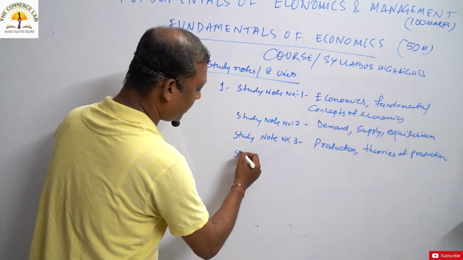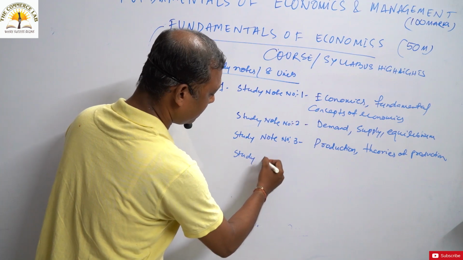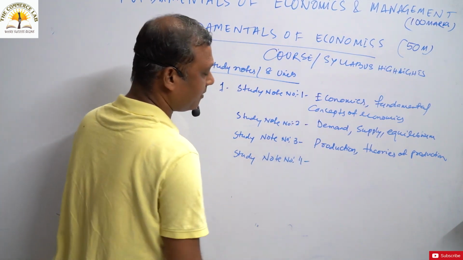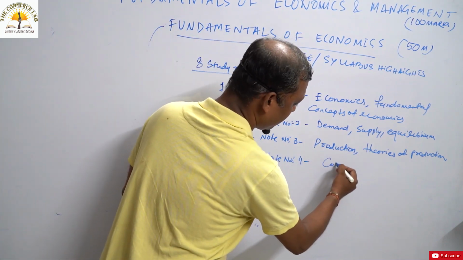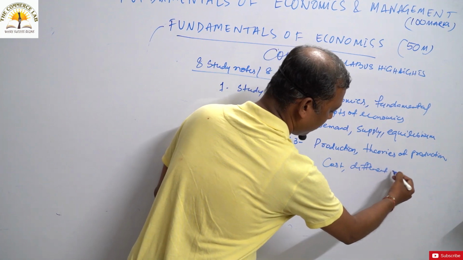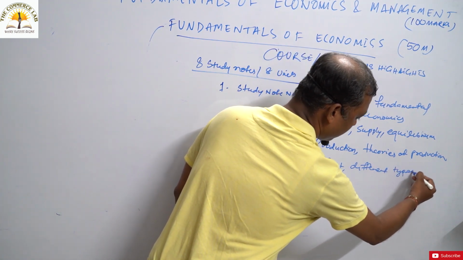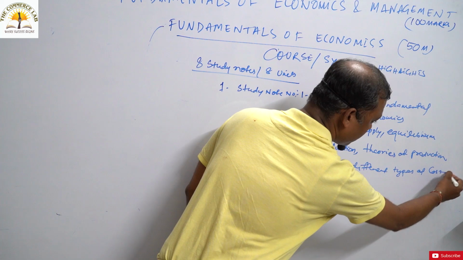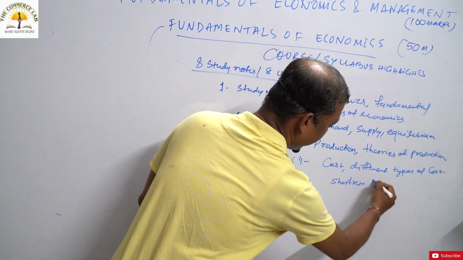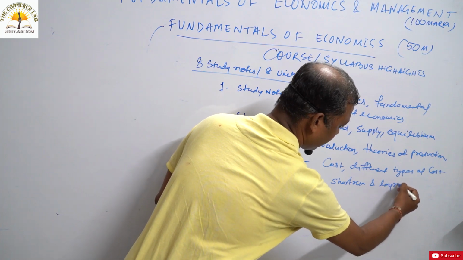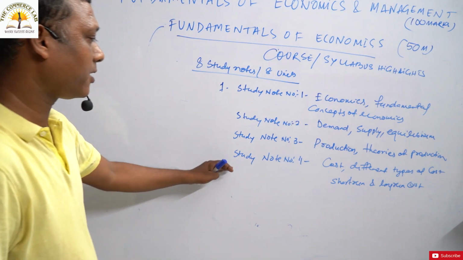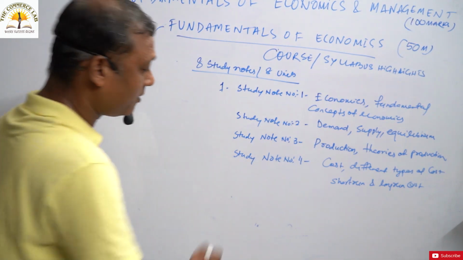When you come to study note number 4, it comes with the chapter of costs, different types of costs, short run and long run costs. It is your study note number 4 or unit 4.